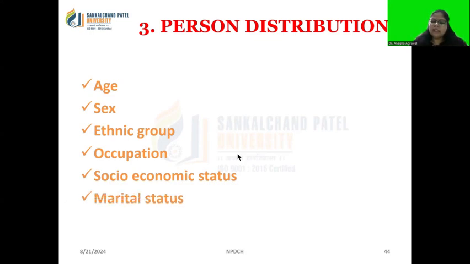Then marital status: some diseases are more common in unmarried people as compared to married people. And behaviors, various lifestyle behaviors like smoking, keeping hygiene, drinking, dietary habits. So this depends upon person to person. If you acquire good habits, there will be less disease for you in future.